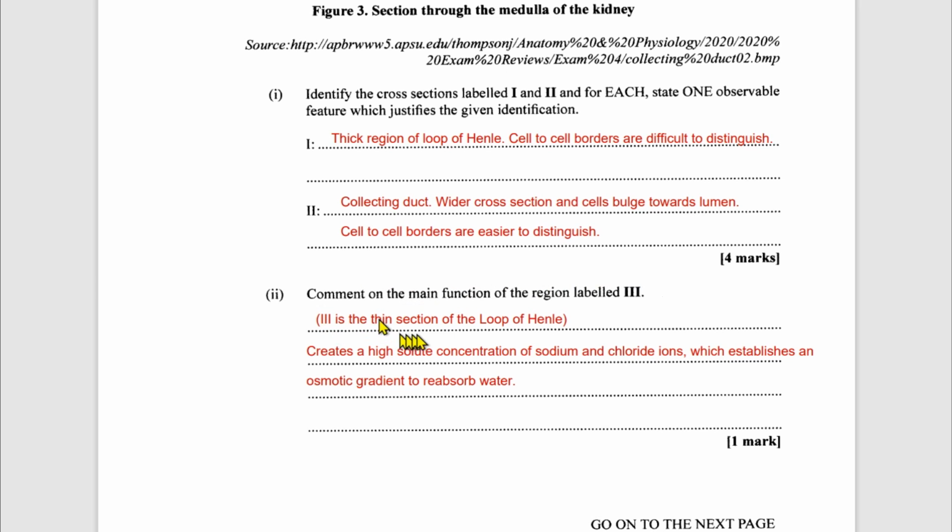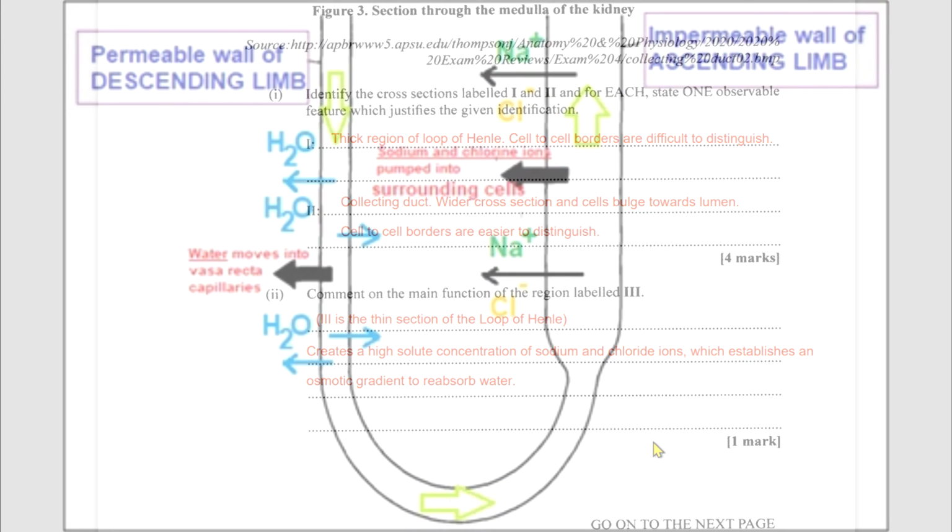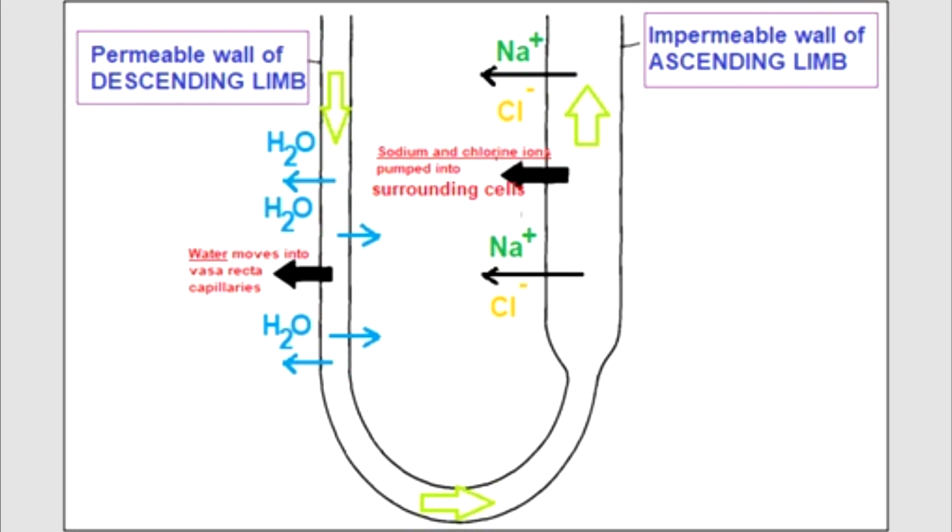Alright, so part 2, comment on the main function of the region labeled 3. So 3 is the thin section of the loop of Henle. I'll put up a little diagram to explain this a little further, but it's just 1 mark. What this does is that it creates a high solute concentration of sodium and chloride ions. Now remember, a high solute concentration means a lower water potential. And remember, for osmosis to occur, water flows from where you have a higher to a lower water potential. So this is basically used to reabsorb water, and that should be enough for you to get 1 mark.